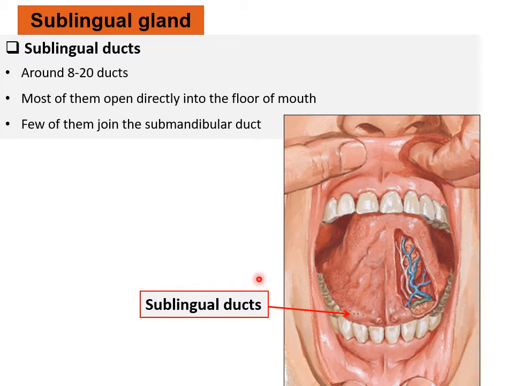Secretions from the sublingual gland are carried by the sublingual ducts. Unlike submandibular gland, the sublingual gland possesses many ducts. Each gland may possess around 8 to 20 ducts. All these ducts open directly on the floor of the mouth, but few of them may join the submandibular duct. As you see in the picture, some of the sublingual ducts are joining the submandibular duct. Otherwise, the majority of them open directly into the floor of the mouth.